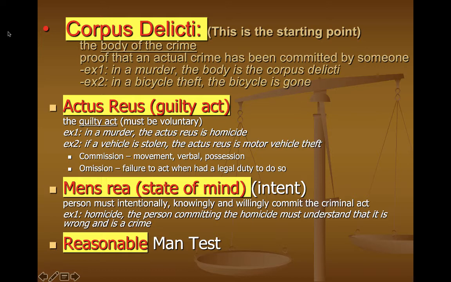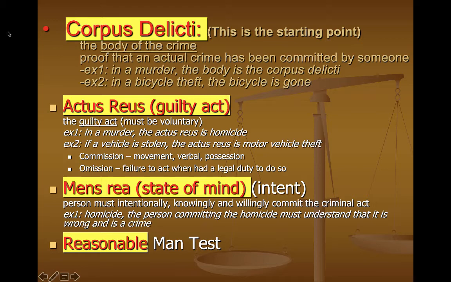So the corpus delicti is the starting point. It's the body of the crime. It's the proof that the actual crime has been committed. You'll see this a lot of times on movies, and they get it right. If there's no body, then you don't have proof that a crime's been committed. So example one is in a murder, the body is the corpus delicti. And example two is in a bicycle theft. The bicycle being gone is proof that a theft occurred. Okay, so actus reus, it's the guilty act. The guilty act must be voluntary.